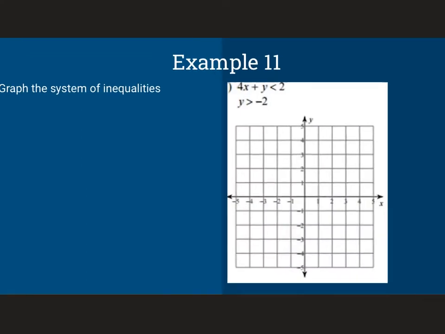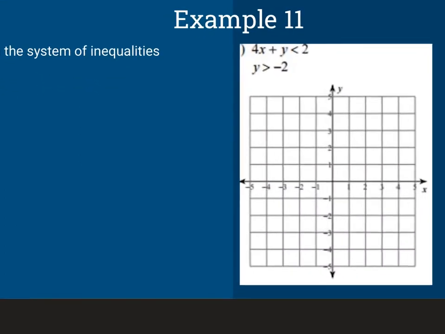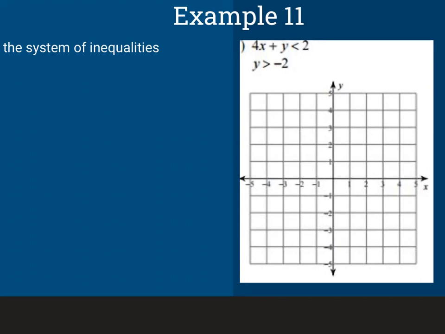So right here we've got another system. And again, we know that if we want to graph an equation, we need to put it into slope-intercept form. Again, slope-intercept form is in the form y equals mx plus b. So that first equation is not in slope-intercept form. So let's go ahead and change it.